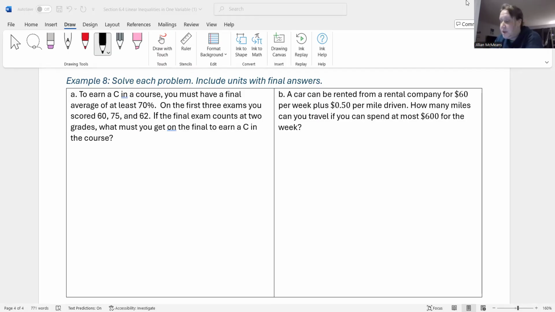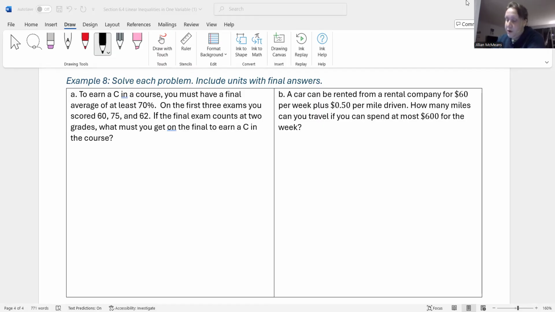So again, to earn a C in a course, you must have a final average of at least 70, so 70 or more. On the first 3 exams, you scored 60, 75, and 62. The final exam counts as 2 grades. What must you get on the final to earn a C in the course?